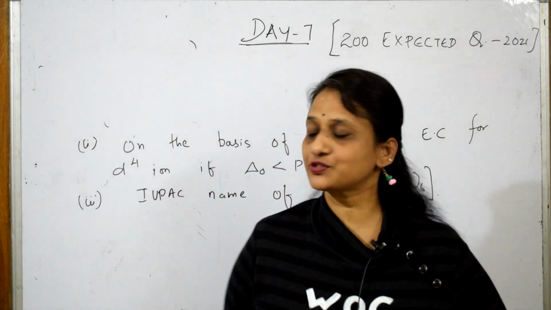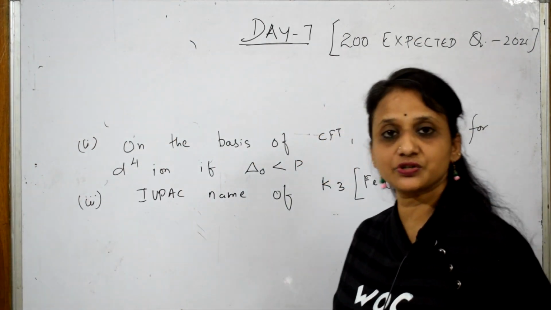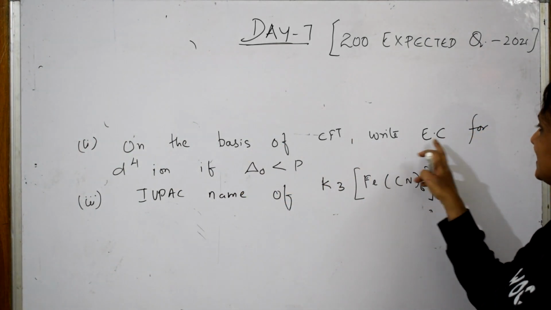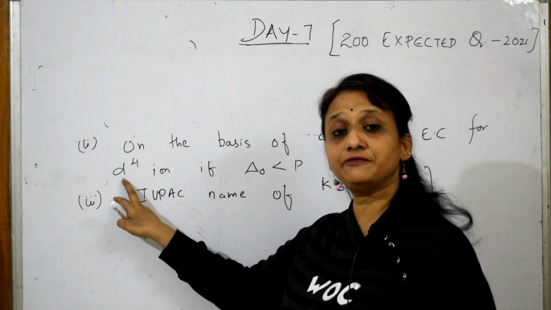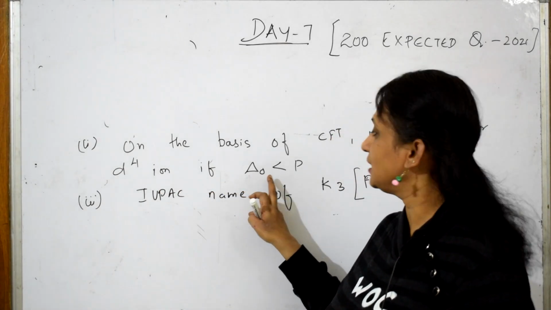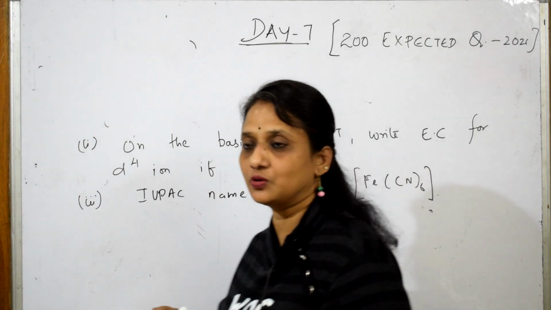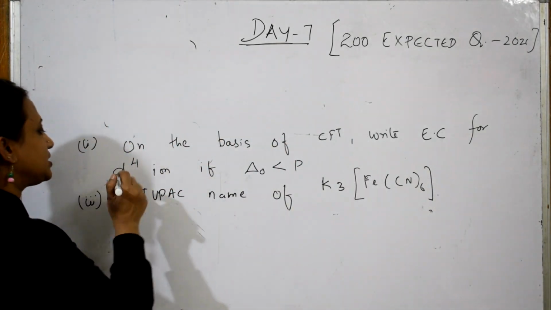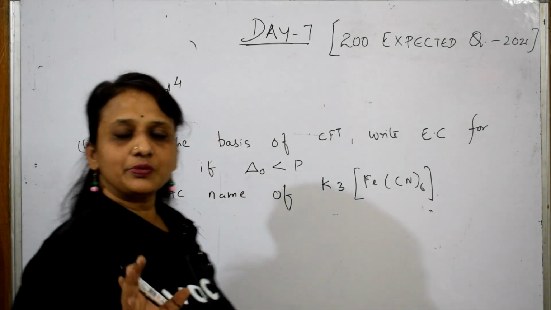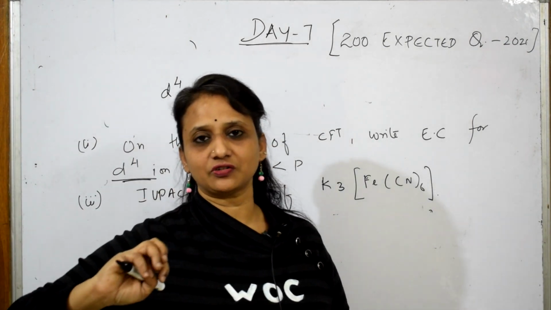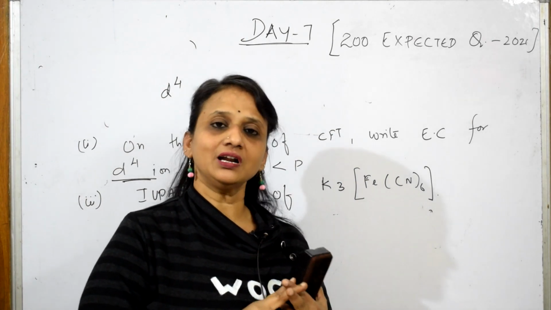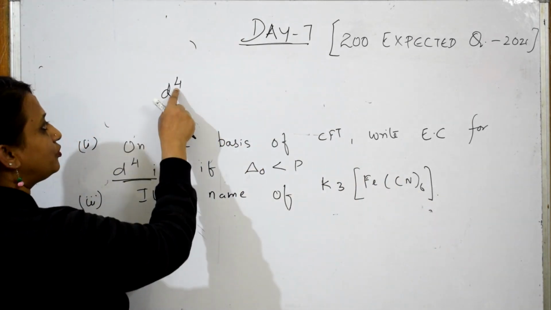Right, now let us see, students. So basically this is the next question of your 13th part. What is that? On the basis of CFT, write the electronic configuration of a d4 ion if crystal field stabilization energy is less than pairing energy. Okay, so nothing to get confused, students. They have given you this ion. Take this ion d4. Basically, d orbital means it has 5 degenerate orbitals. Just now we have seen 3 are called T2g, 2 are called Eg. Now 4 electrons are there, isn't it?